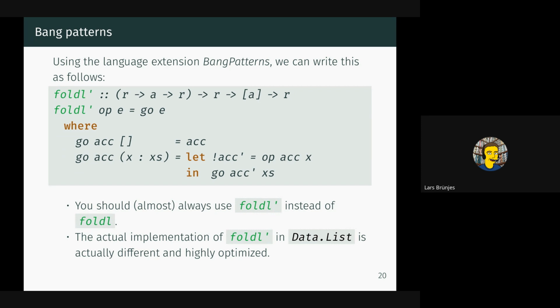wrote most of the Cardano node or was responsible for it. I think he has a blog post somewhere or read his answer where he has an example where fold L is better than fold L prime in one very weird situation. But normally, I mean, you can just forget about fold L. So always use fold L prime. And yeah, so that's the accumulator pattern with fold L prime.